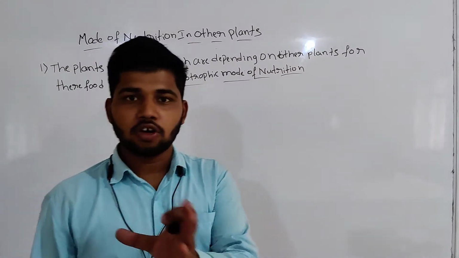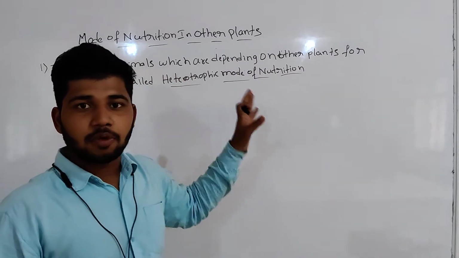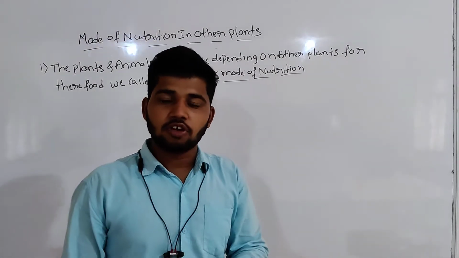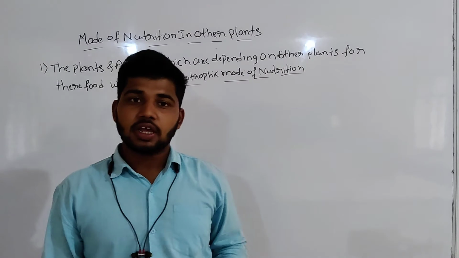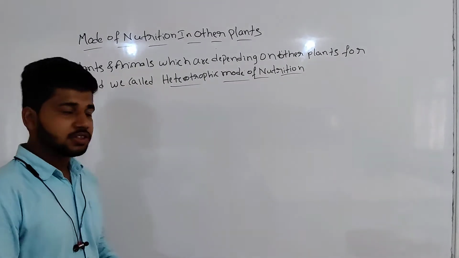What is the definition of the heterotrophic mode of nutrition? The plants or animals which depend upon other plants for their food follow the heterotrophic mode of nutrition. Take a small example related to animals.